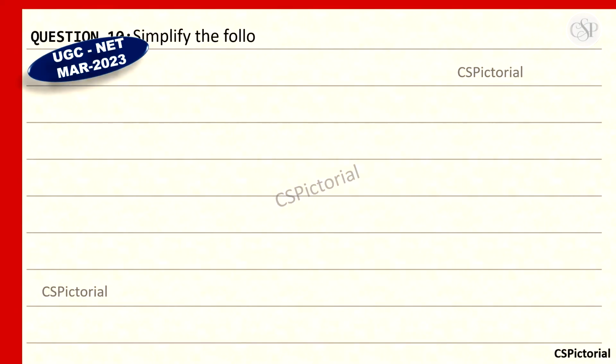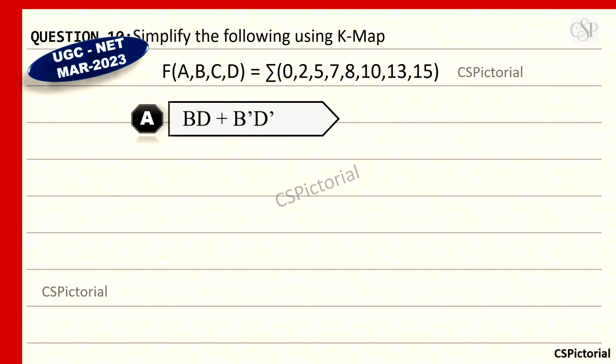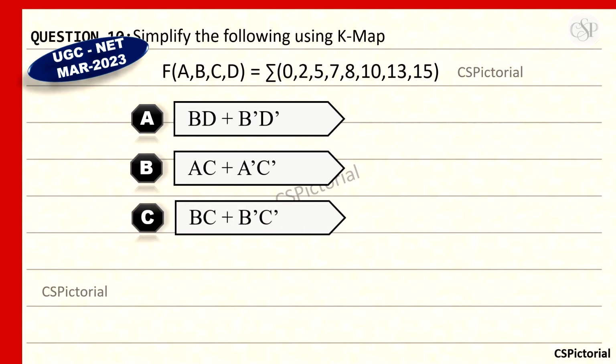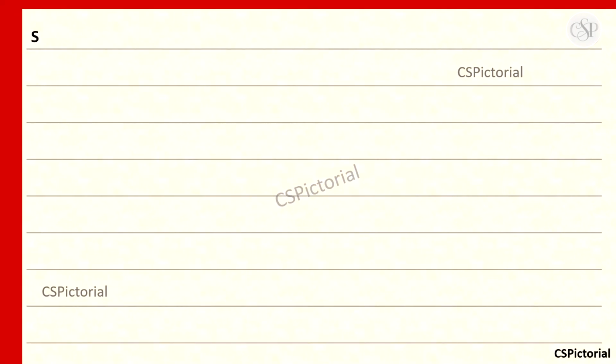Simplify using K-map. The answer is option A, B D plus B bar D bar. Let's check out the solution steps.